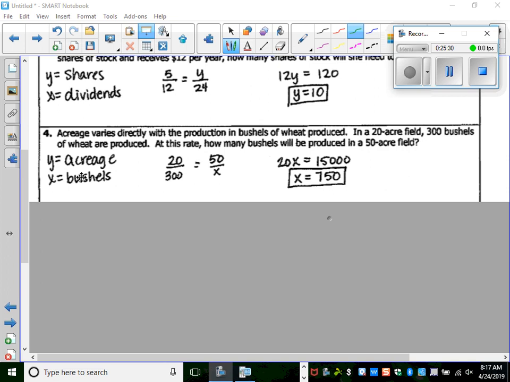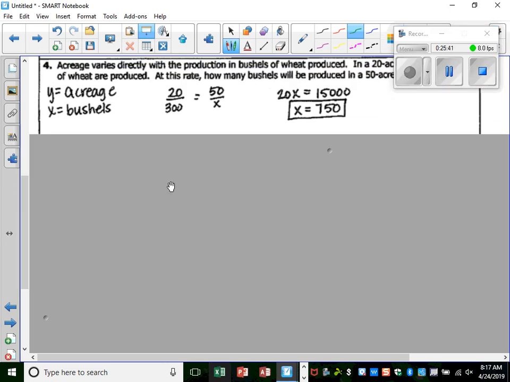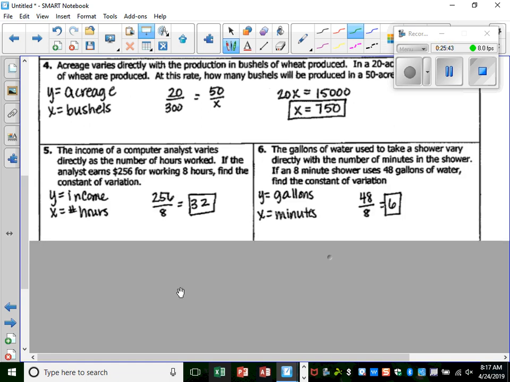So your y was the acreage, x was the bushels, and y over x equals y over x. You solve, you get 750. All right, very good. Let's move on to the last two.